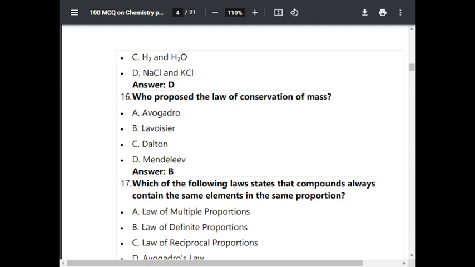The correct answer is Lavoisier. Lavoisier proposed the law of conservation of mass. Question number 17.